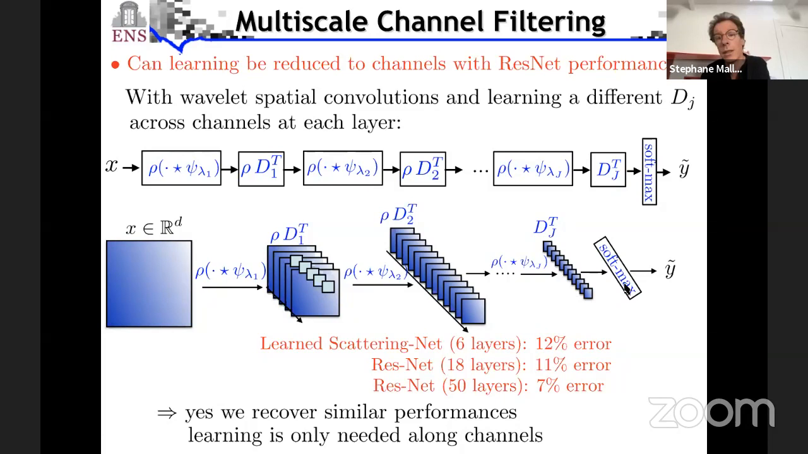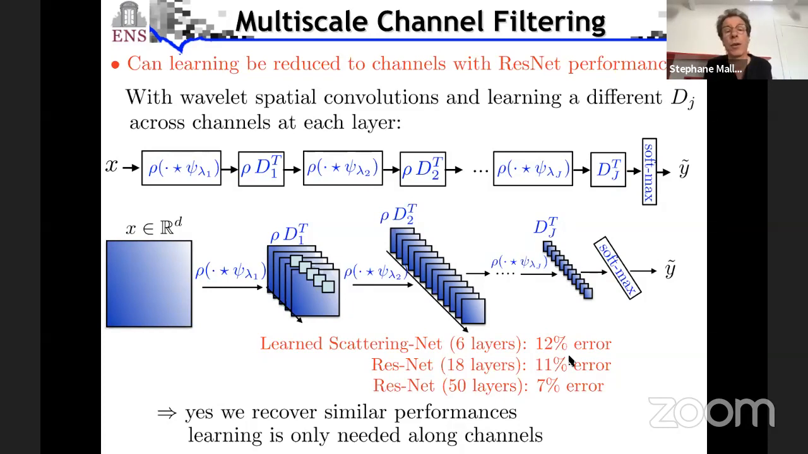Here we have an architecture with only 6 layers. The ResNet with 18 layers gets 1% less. And if you put 50 layers, you get even better. Now, what is that showing? It's showing that essentially the spatial information is gathered with this multi-scale aggregation performed with wavelets. The learning is across the channel, and that's where we essentially don't understand well mathematically what's happening.